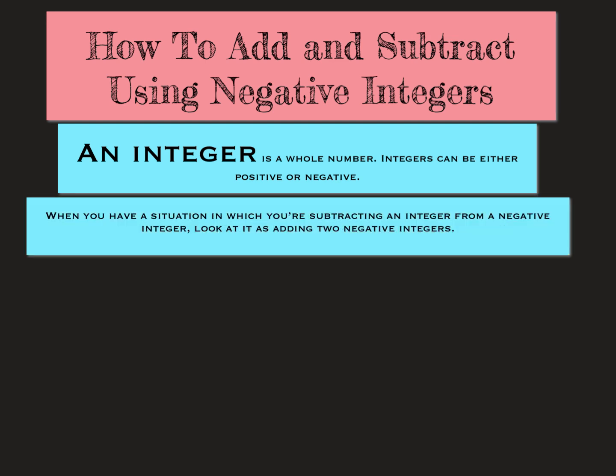The third rule when adding and subtracting using negative numbers is when you have a situation in which you're subtracting an integer from a negative integer, look at it as adding two negative integers. And I'll show you what I mean in the example.